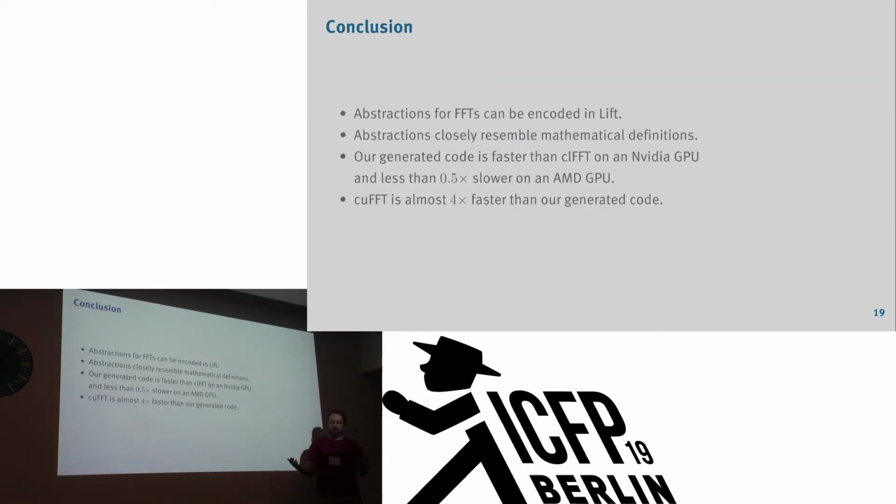So, again, in conclusion, we are able to formulate abstractions for FFTs that can be encoded in Lisp. These abstractions closely resemble the mathematical definitions. We could simply rewrite the mathematical definitions with other symbols, and then it would look very mathematical. Our generated code is faster than clFFT on the Nvidia GPU, but still less than 50% slower on the AMD GPU, and cuFFT is almost still 4 times faster than our generated code.